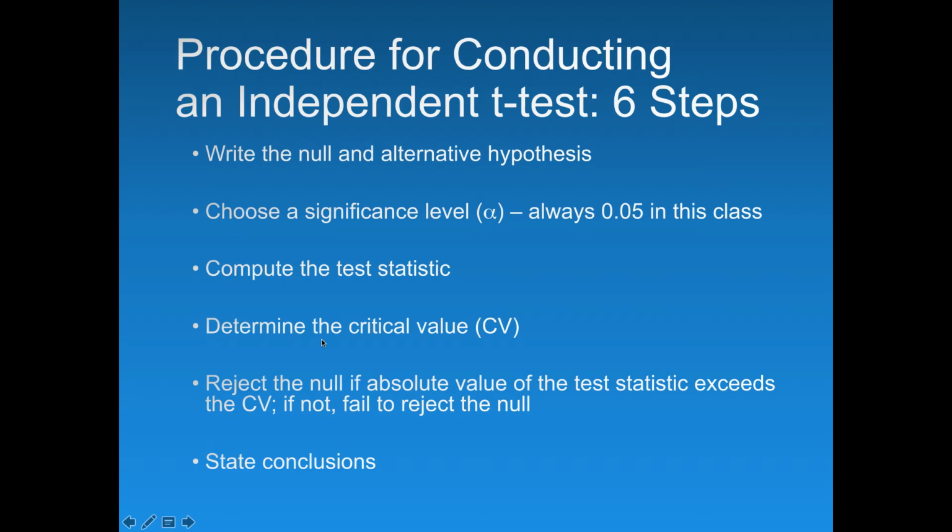And then from that output, we're going to say that if the test statistic is higher than the CV, then we're going to reject the null hypothesis. If it's not, then we're going to fail to reject it. But it's going to be a lot easier when you look at it on SPSS because you just look to see what the number is. And then you write out the conclusion.